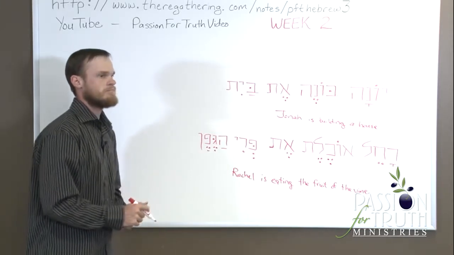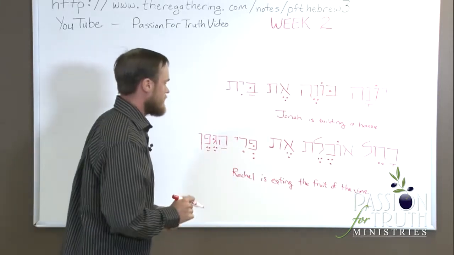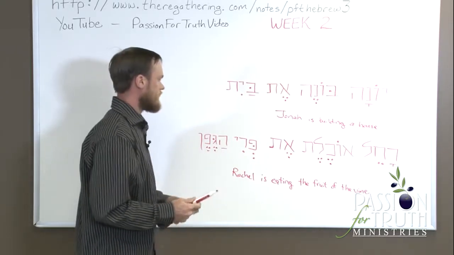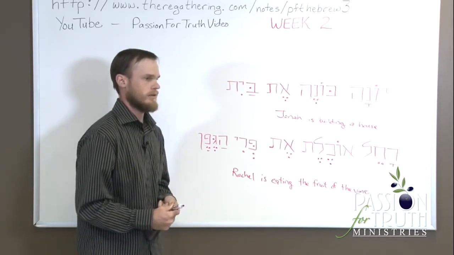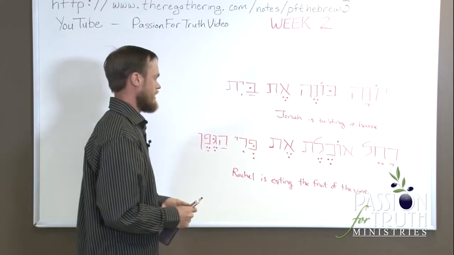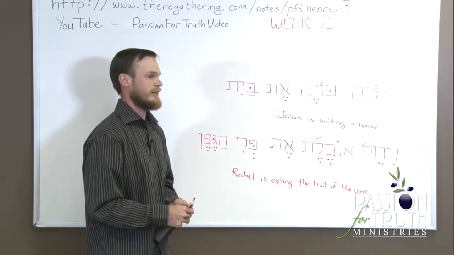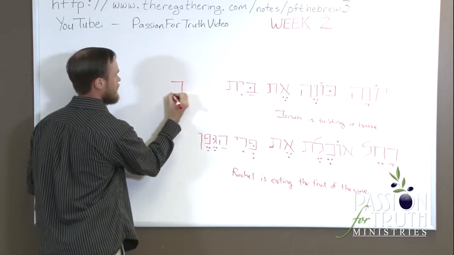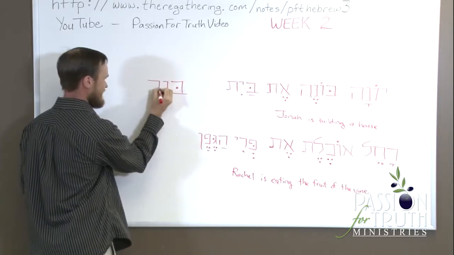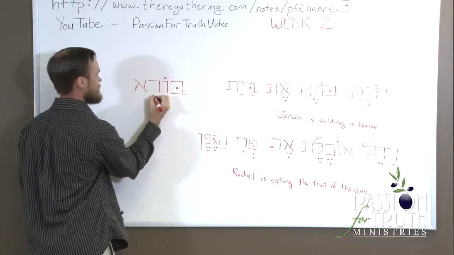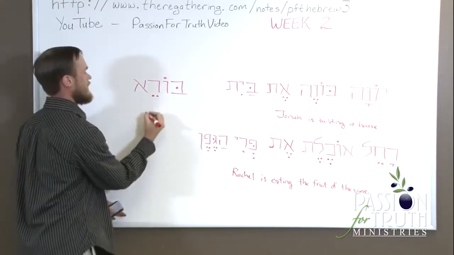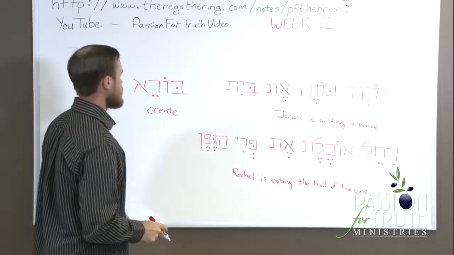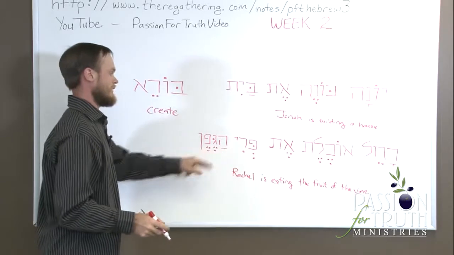Right. And this pri ha-gefen you may recognize as part of the blessing for wine. Okay, Baruch atah Adonai Eloheinu melech haolam borei pri ha-gefen. Borei is indeed present tense masculine singular create. Okay, so it's who creates the fruit of the vine.